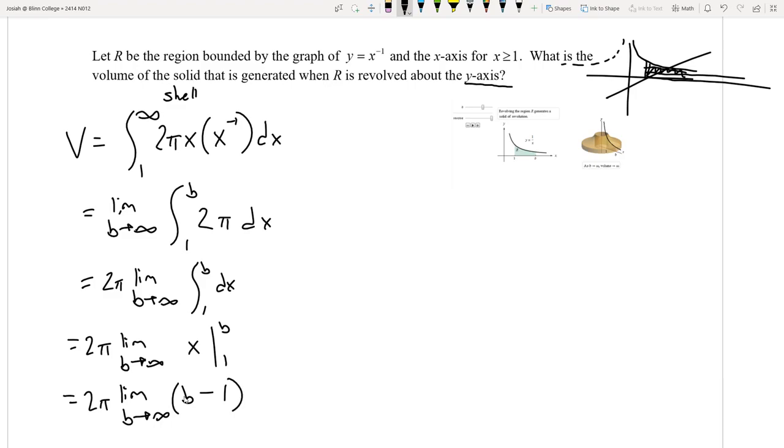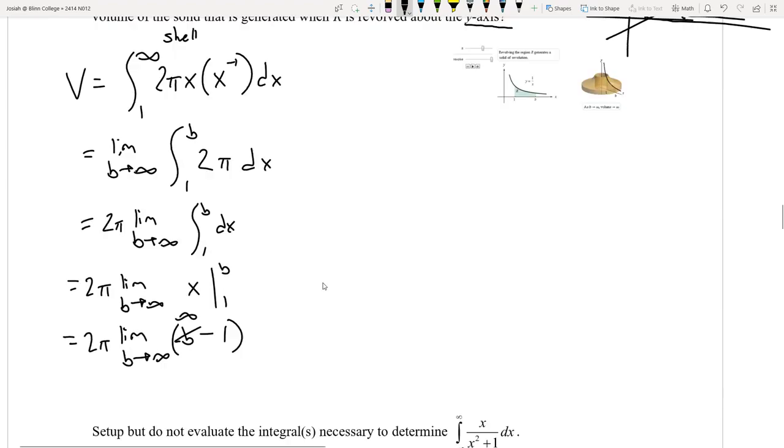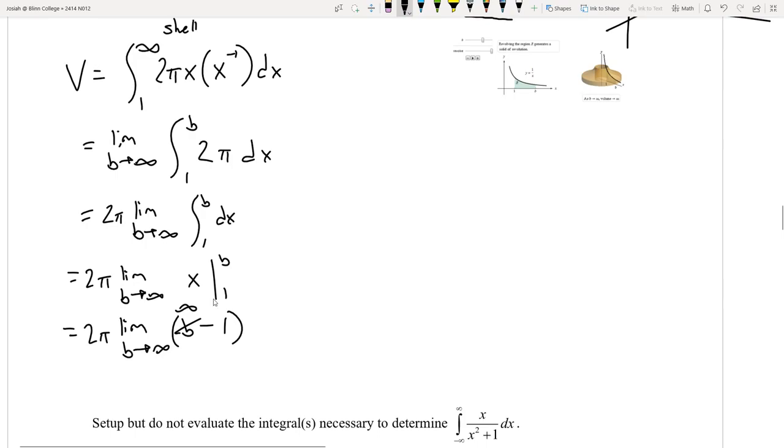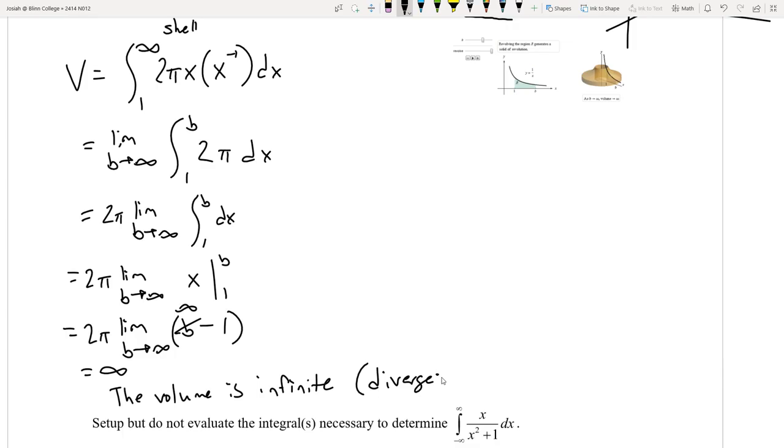But the thing is, b is going to infinity. So when that happens, we end up getting an infinite limit. This does not converge. We'll end up with infinity, which is not a real number. So the volume is infinite. And so we'd say that the integral diverges.